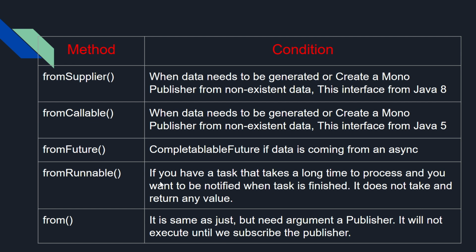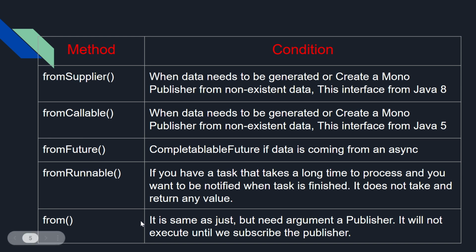fromRunnable does not require any input, and it will not return any value. In some cases, the data or business logic will take a long time to execute. At that time we can use fromRunnable. If you don't need any data after executing that logic, then we can use fromRunnable. This is the difference between fromFuture and fromRunnable.